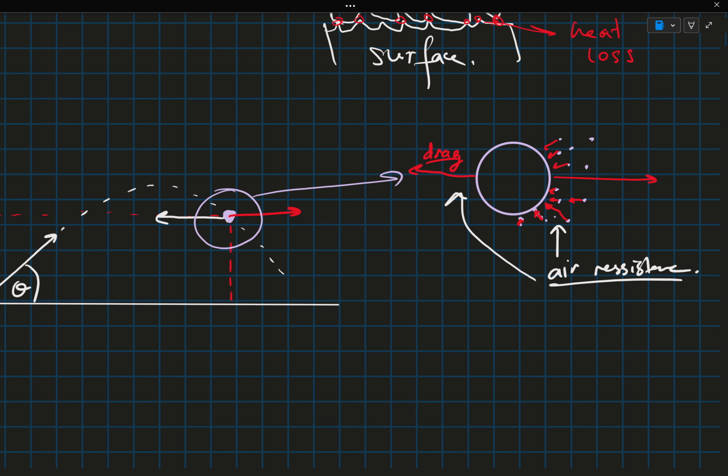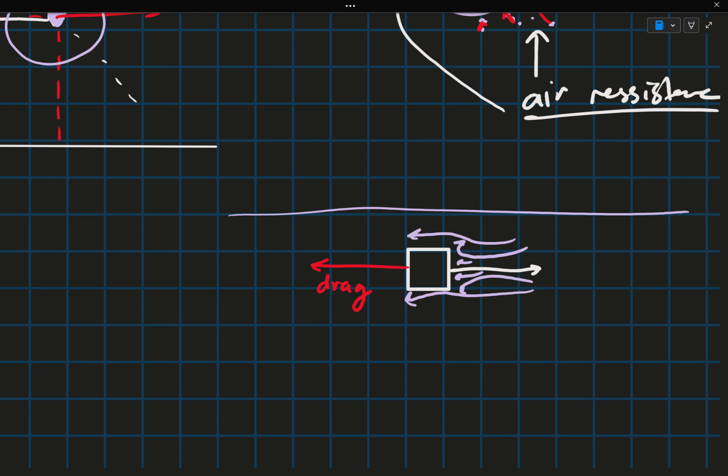So this resistive force, drag, is dependent on the viscosity of a liquid, so the thickness of a liquid, the stubbornness of that liquid to flow. So the thicker the liquid, the more the drag. The less thick the liquid, the less the drag on an object. So for example, air is a fluid, and water is also a fluid.